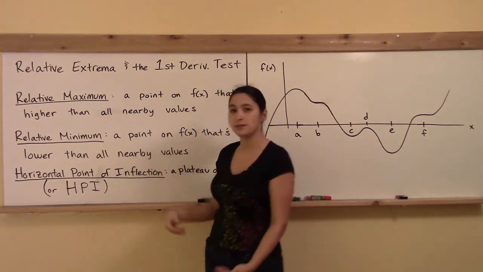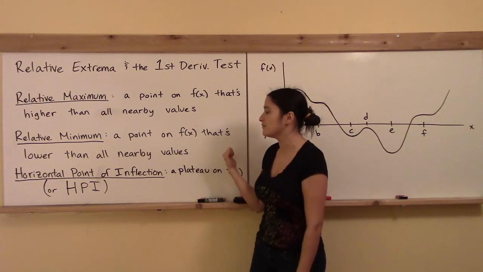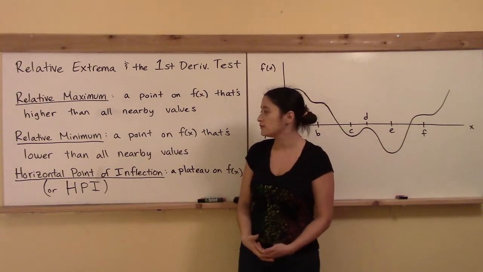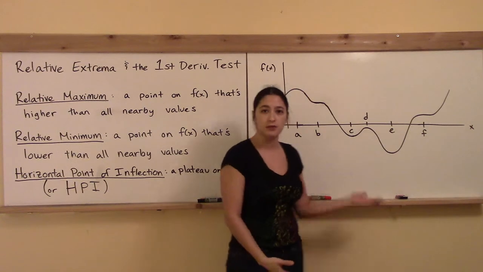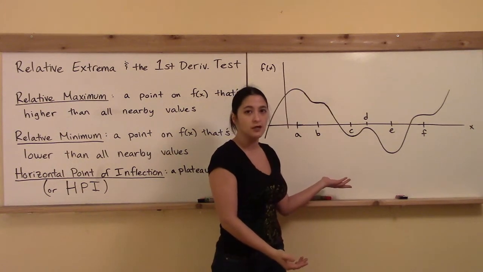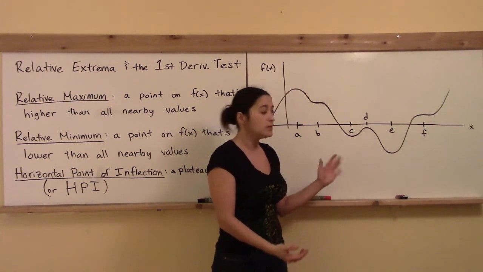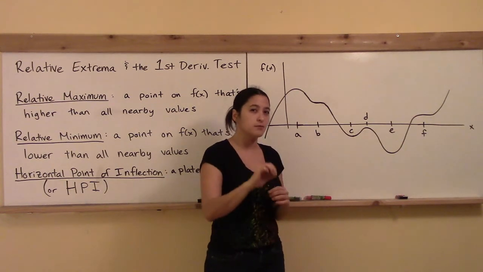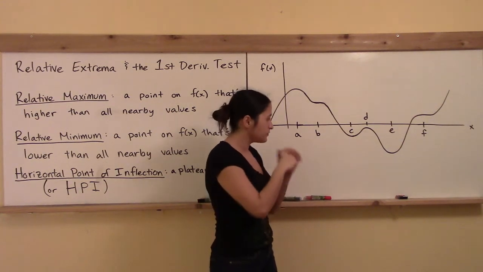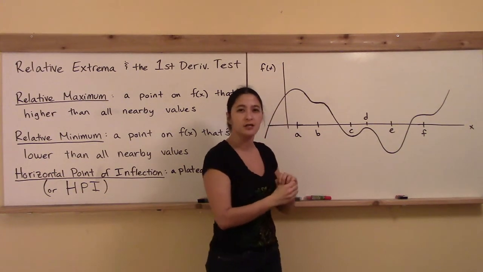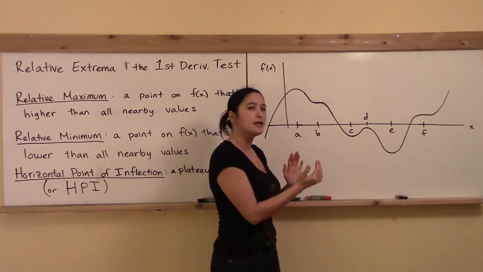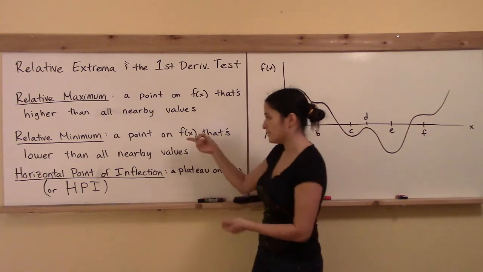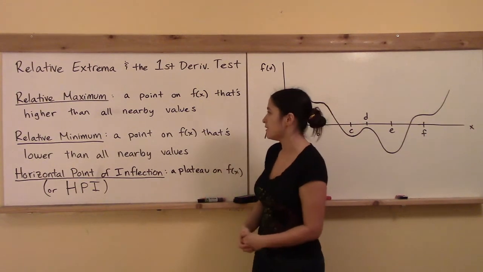Relative minimum is going to be the opposite of that. It's going to be a point on f of x that's lower than all nearby values. So again, when you're looking at this graph, if you're trying to hunt for some of the relative minimum, consider that what you're going to call a relative minimum is the bottom of a trough. It's just the lowest point in a valley where all the points nearby it are higher than it. So that means the minimum is lower than all the nearby points.